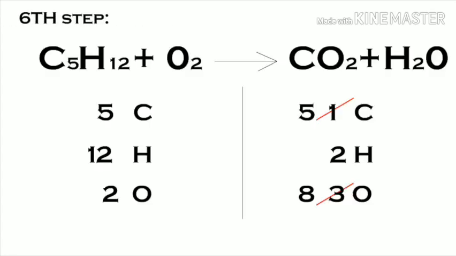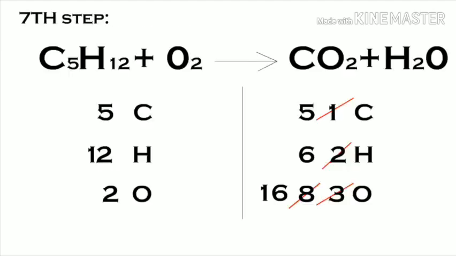Sixth step, now we start balancing the hydrogen atoms next. Since you have 12 on the left, you add a coefficient to get 12 on the right to balance it. Same rules apply when adding the coefficient. The oxygen again increases to the number 16.